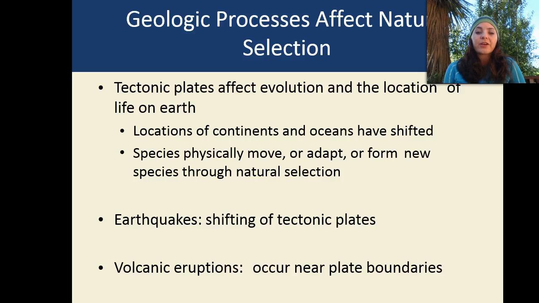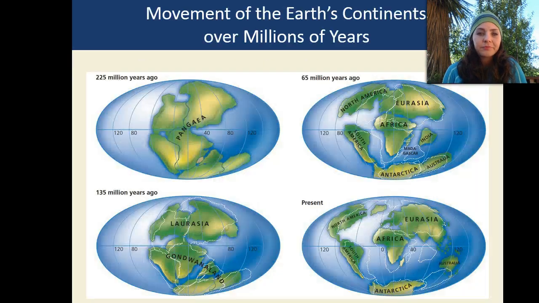We also have volcanic eruptions that occur near those plate boundaries. When a volcano erupts and lava flows out, that's the start of primary succession. There's no soil on the ground, so new species will come in and start to colonize.